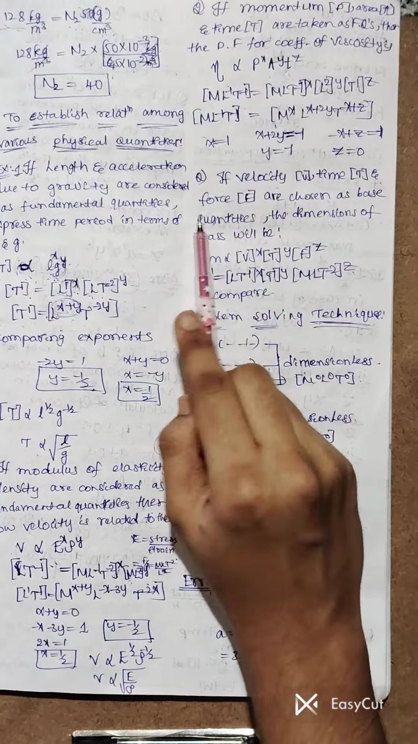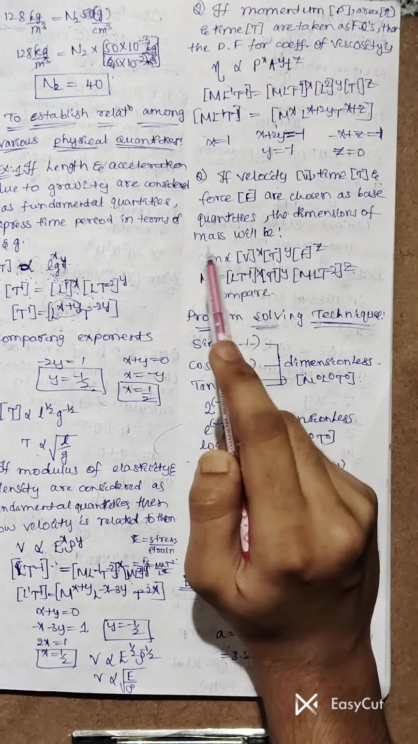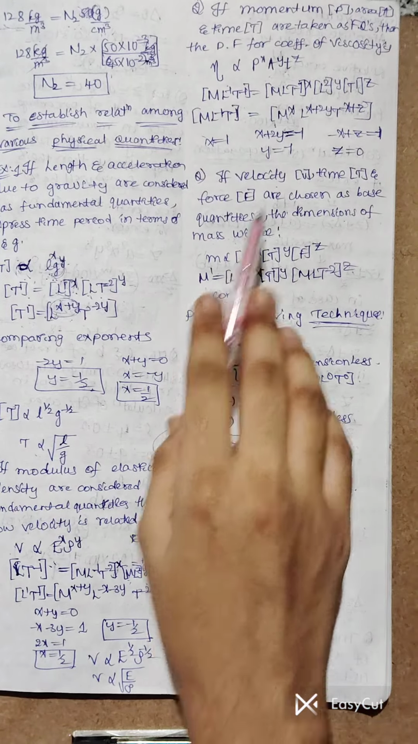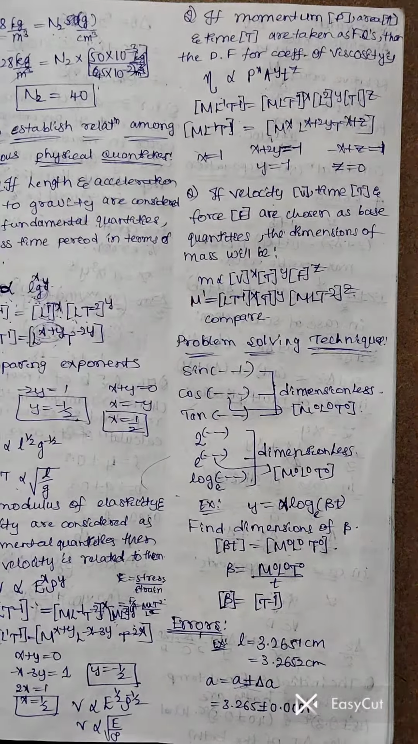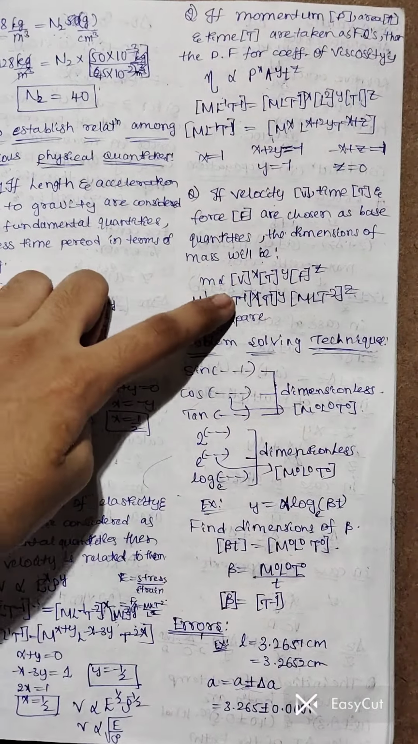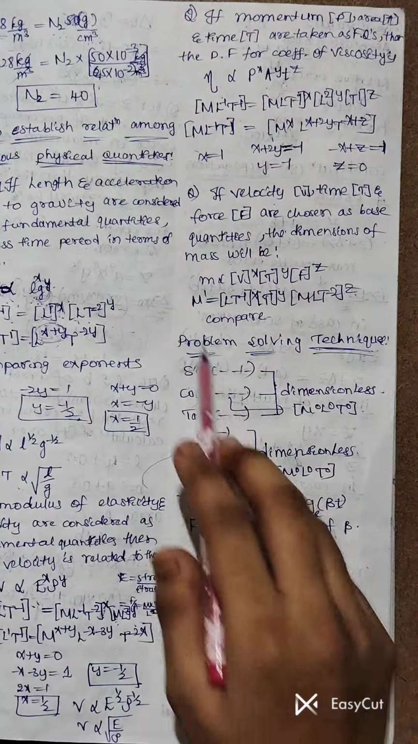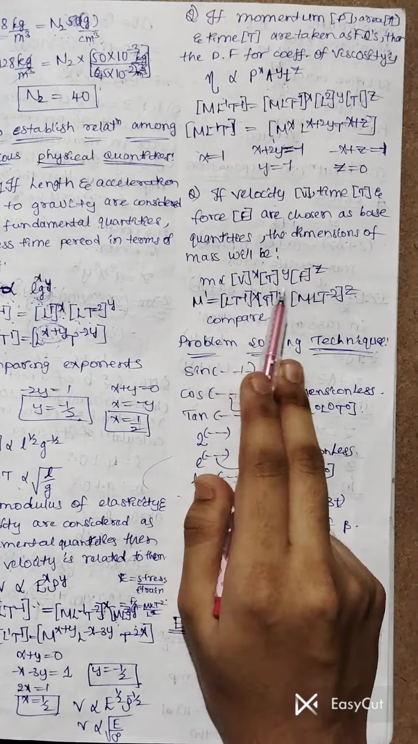If velocity, time and force are chosen as base quantities, what will be the dimension of mass? The dimension of mass is dependent upon velocity, time as well as force. So this dimensional formula for mass can be represented in terms of velocity raised to the power x, time to the power y and force to the power z. As we know, the dimensional formula for velocity is L T power minus 1, for time it is T power 1, and for force it is M L T power minus 2. And again by comparison we'll get the values of x, y, z.